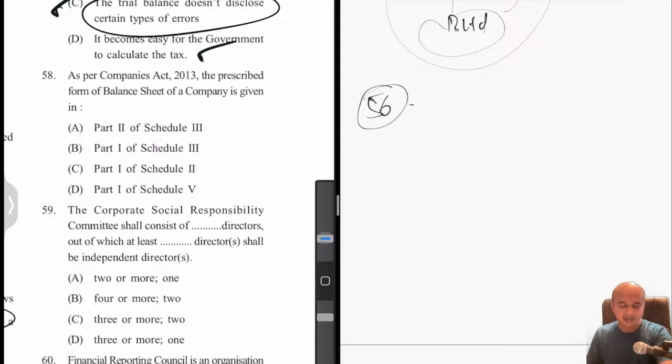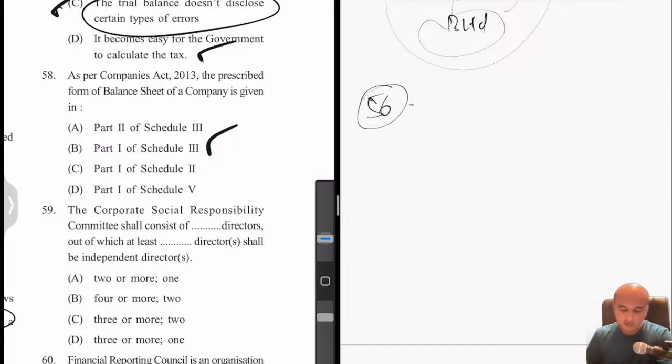Question number 58. As per Companies Act 2013, the prescribed form of balance sheet of a company is given in very easy, Schedule 3. I don't even have to discuss this. So Schedule 3 has in fact mainly two parts. Part 1 deals with the balance sheet format and profit and loss account or statement of profit and loss, and part 2 of Schedule 3 deals with the consolidated financial statements and so on. So that is what it is. So therefore, part 1 of Schedule 3 is in fact the right answer.